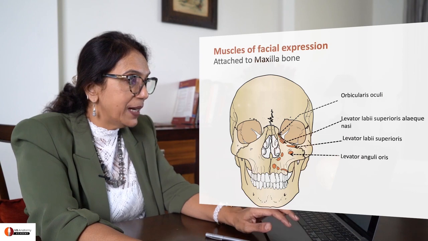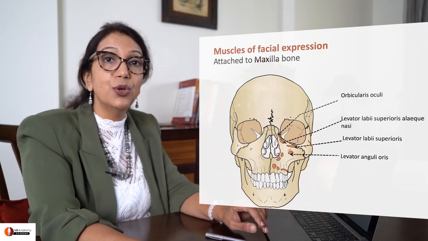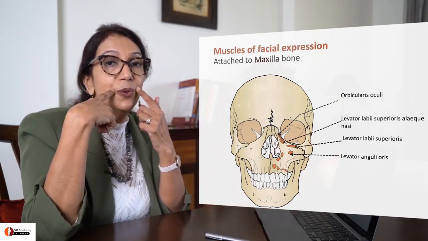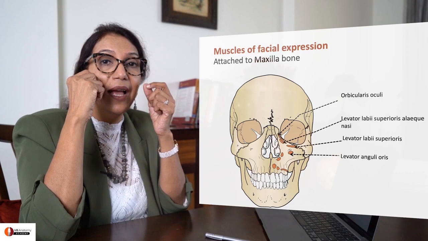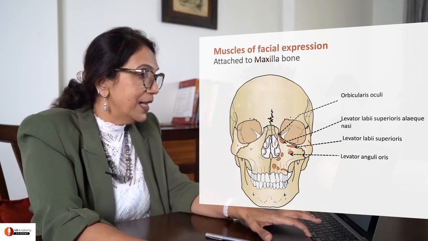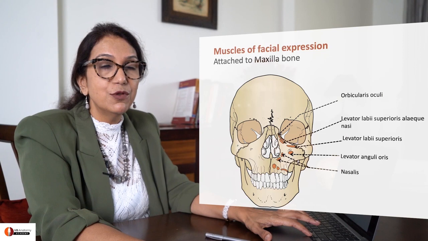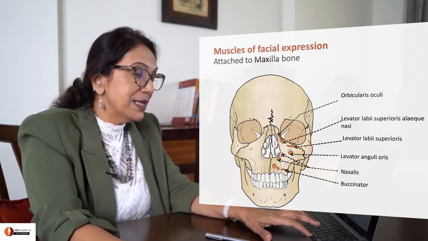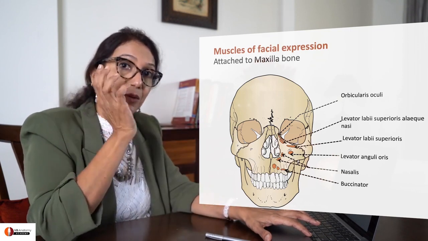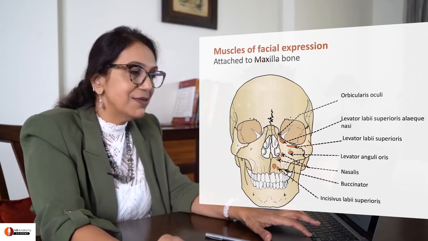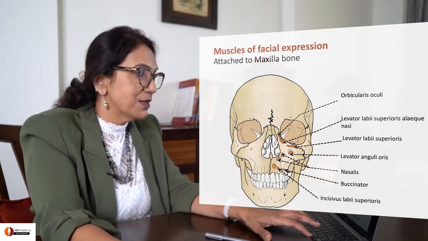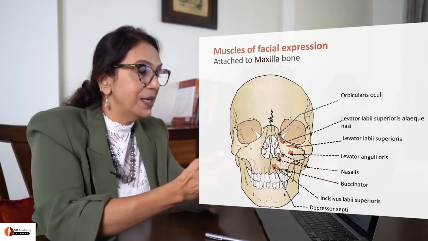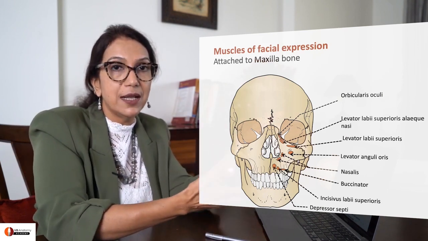Below the infraorbital foramen, you find the levator anguli oris. What will it do? Something that lifts up the angle of your mouth. Then come medially the nasalis muscles, which will control the dilatation and narrowing of your nose. A muscle here, the muscle of your cheek, is called buccinator. Incisivus labii superioris, try to remember, otherwise forget it at this point. And depressor septi. So you saw so many muscles which are attached to your skull.